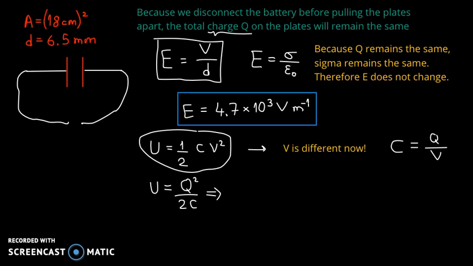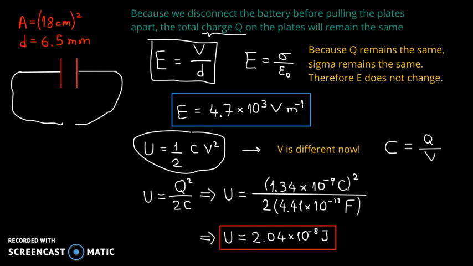What we get when we recalculate the potential energy stored in the capacitor is 2.04 times 10 to the negative 8 joule. Now this is about twice as much as the previous value that we calculated, so the potential energy stored in the capacitor has increased. Now, where does this energy come from? Well, this comes from the person who's actually pulling the plates apart. So by increasing the plate separation, we do work on the system, and as a result, the system gains potential energy.